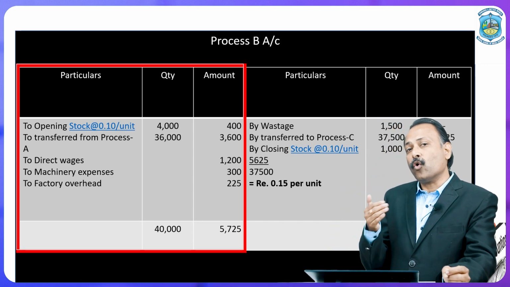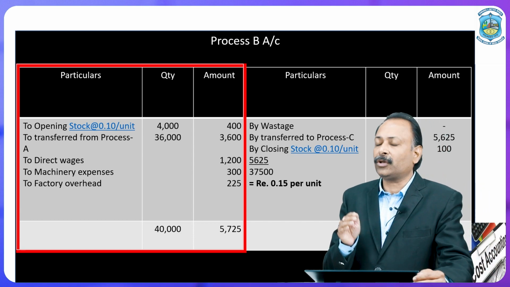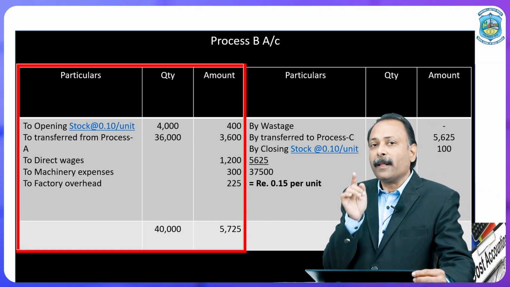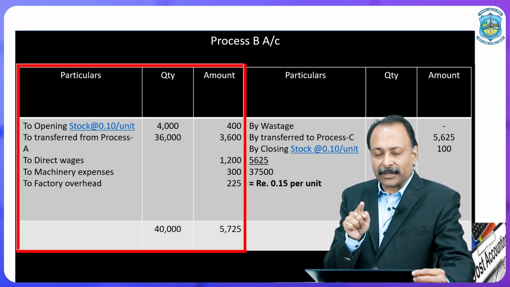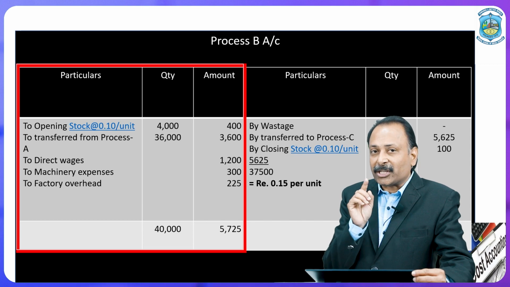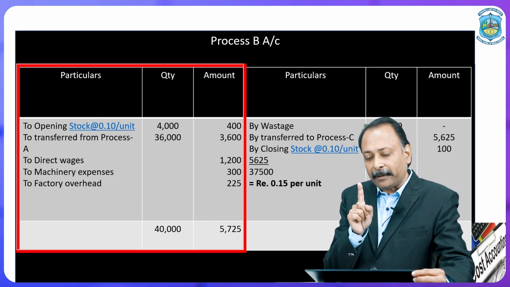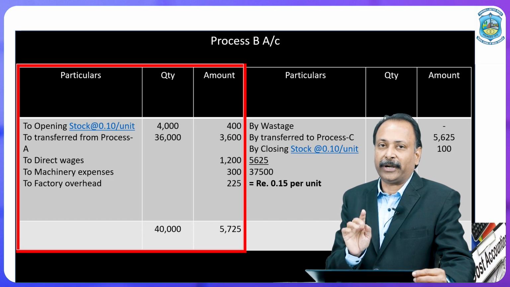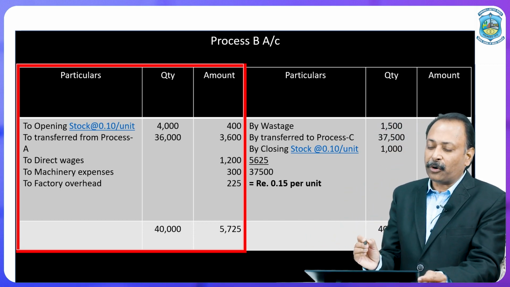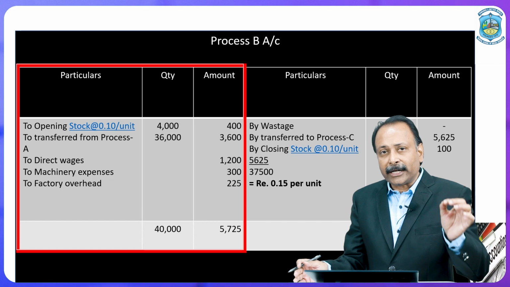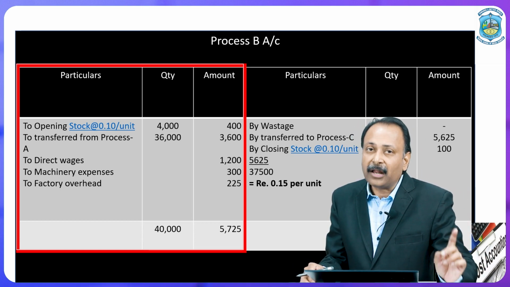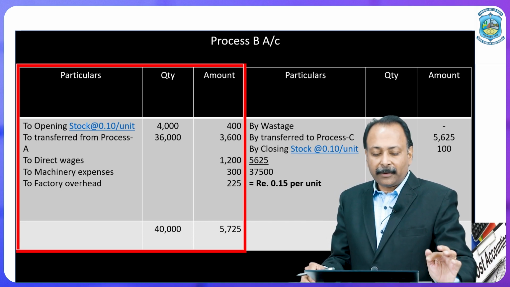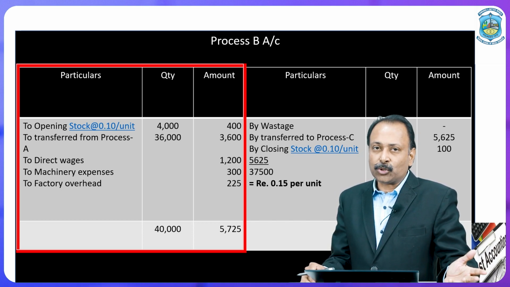Apart from this, we have an opening stock. If you check in the question, you can find that opening stock is mentioned. So the opening stock number of units is 4,000 and the rate is 10 paise per unit. So for 1 unit 10 paisa, we have to calculate for 4,000 units. For 4,000 units, the amount is 400. So to opening stock at the rate of 10 paise per unit, the amount would be 400 rupees for 4,000 units. Then transfer from process A, as I told you, 36,000 units, the amount is 3600.